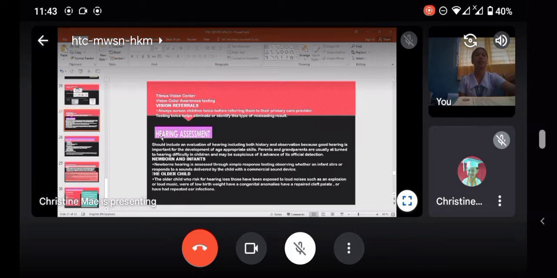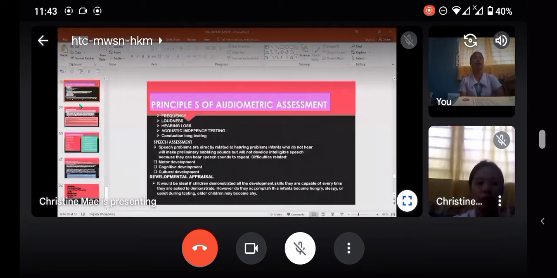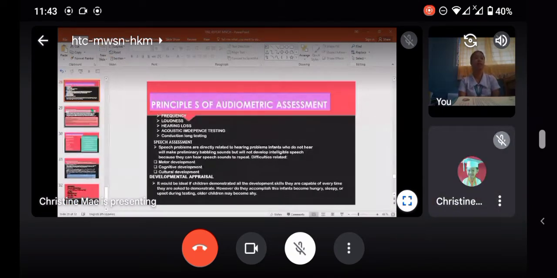So the next is the principle of audiometric assessment. So what is this? It measures frequency, loudness, hearing loss, acoustic impedance testing, and bone conduction testing. So a speech assessment is a problem that is directly related to hearing problems.